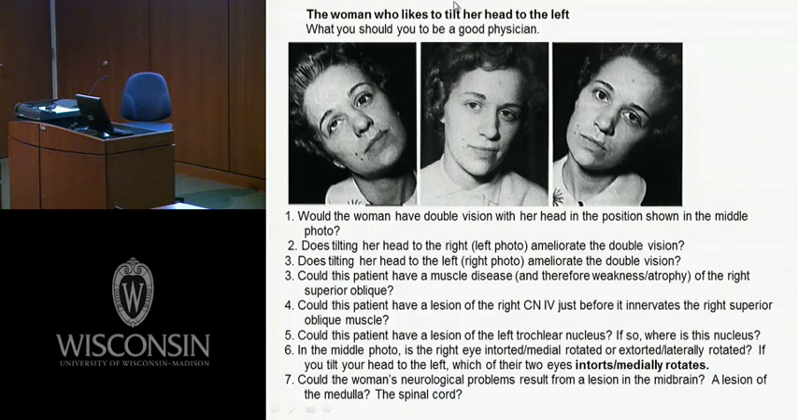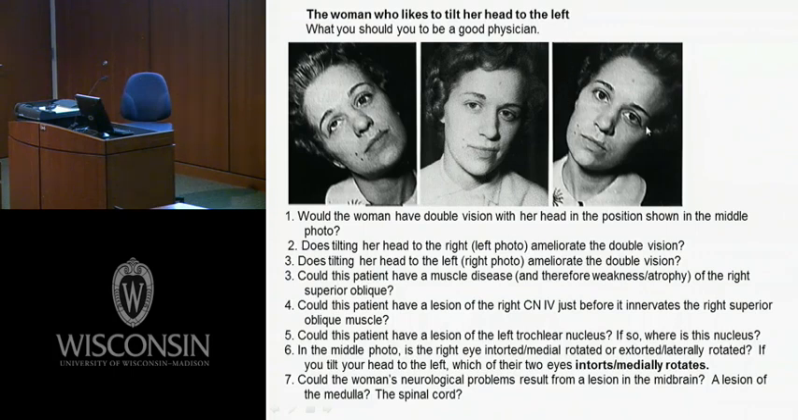Tilt. You start thinking about what cranial nerve? You start thinking about cranial nerve 4. If I'm talking about rotating somebody's head to ameliorate double vision, then you're thinking about the lateral rectus, abducens, cranial nerve 6. So let's take a look here.